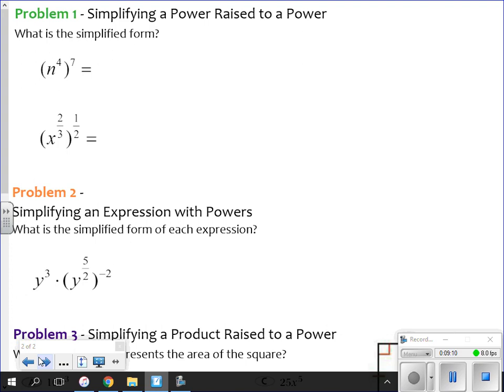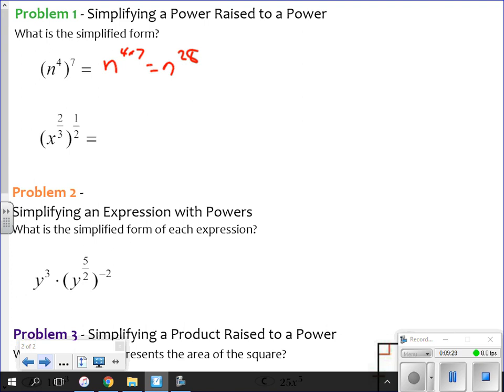First one, I have n to what power? 4. No. What's my final answer? I have n to what power? 8. Yeah. n to the 4 times 7, which is n to the 28th power.